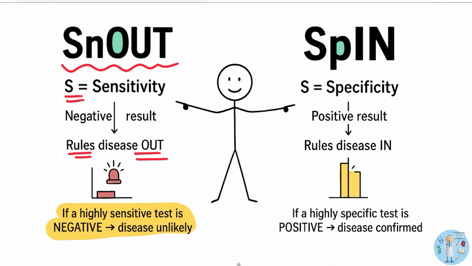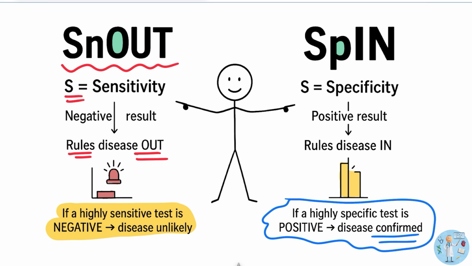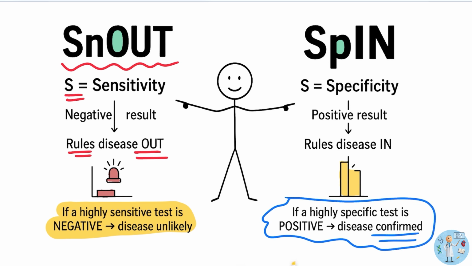I love that. Okay, so now specificity. If sensitive tests are for screening, specific tests must be for confirmation? The filter. You only bring this in after a positive screening test. You need to make sure that first positive wasn't just seaweed. And the mnemonic here is SPIN.